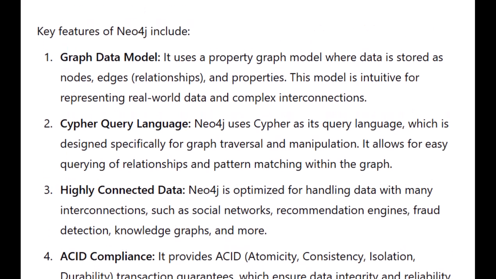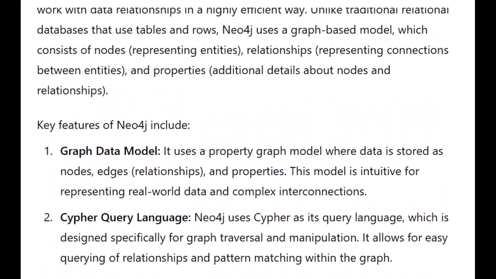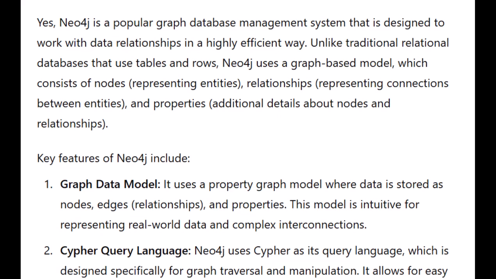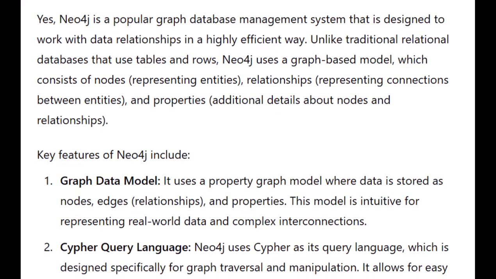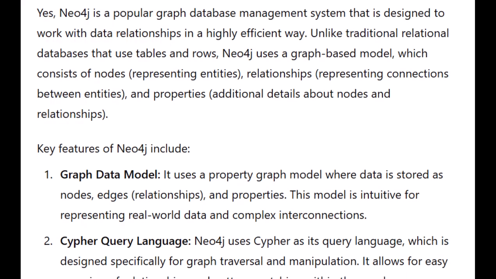Neo4j is a popular graph database management system that is designed to work with data relationships in a highly efficient way. Unlike traditional relational databases that use tables and rows, Neo4j uses a graph-based model, which consists of nodes, representing entities, relationships, representing connections between entities, and properties, additional details about nodes and relationships.